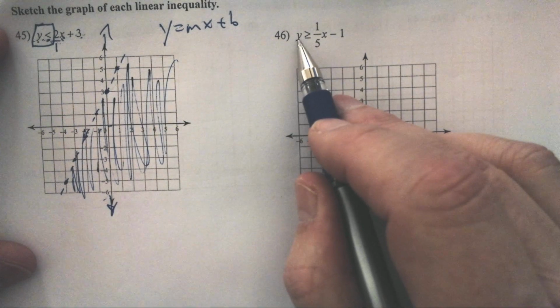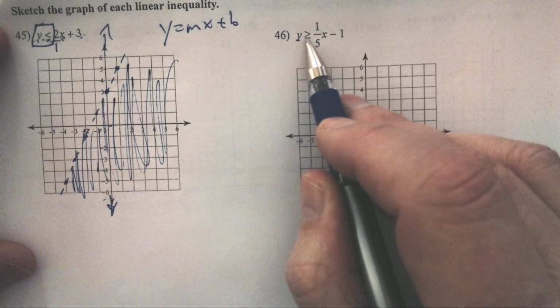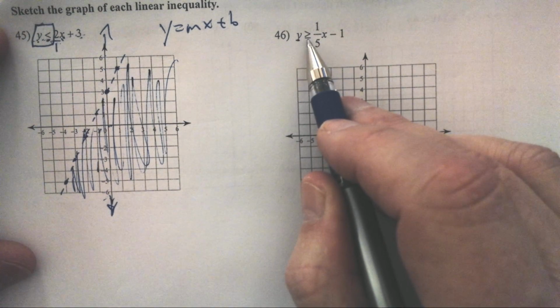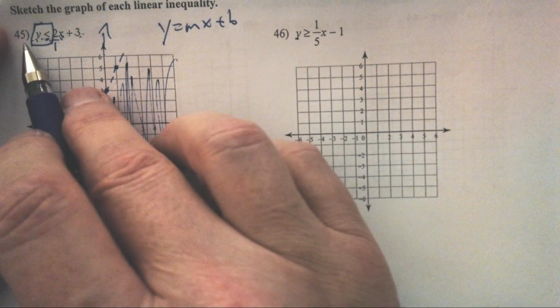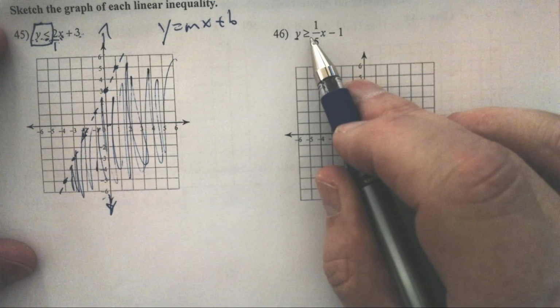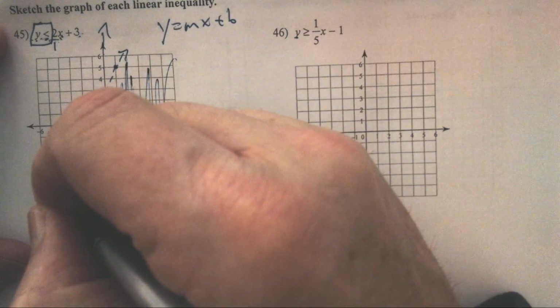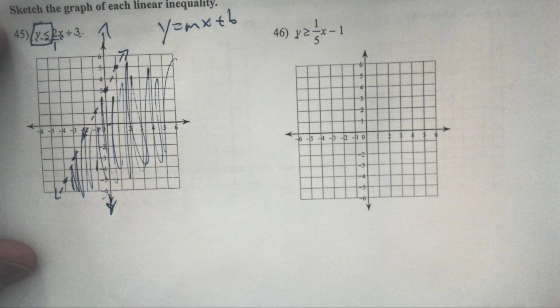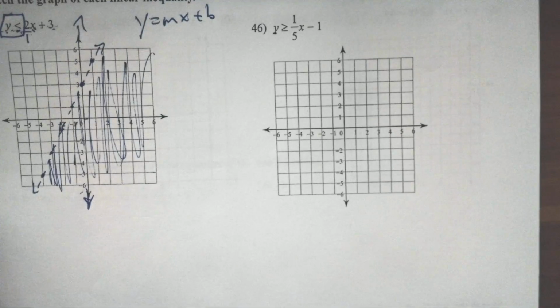Likewise, over here, what do you think? Should we be shading beneath where y's are little, or above where y's are big? The other difference is y's allowed to be equal to here. Therefore, we would not have a dotted line. We'd have a solid line. Okay, good time for you to try that one.